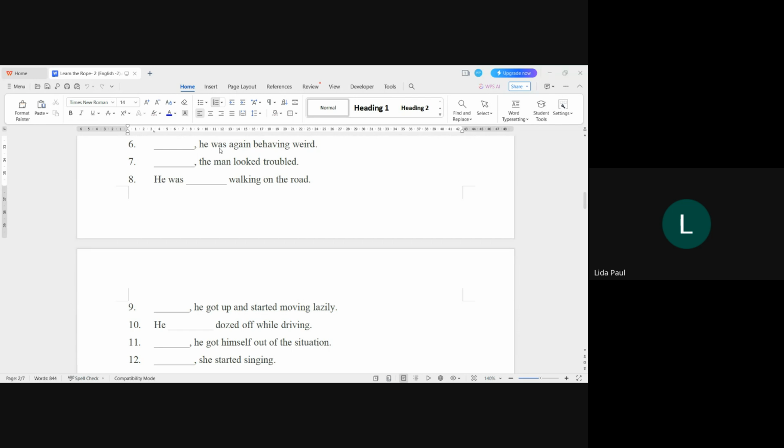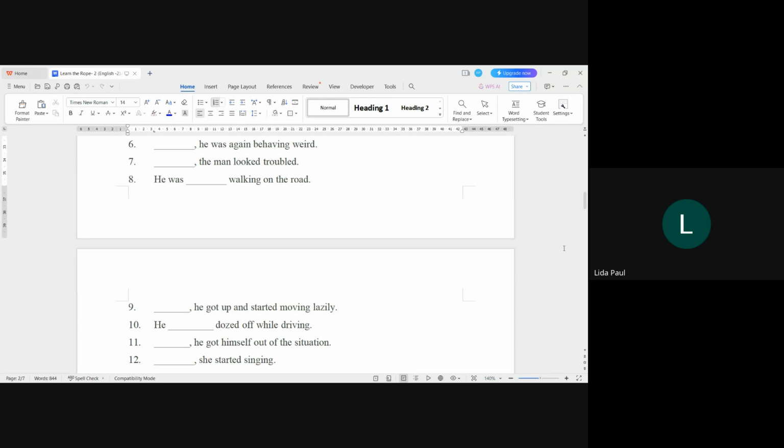He obviously dozed off while driving. That's why something like this happened. So obviously, or unfortunately, or stupidly, right? All of them fit. Or you could also say wrongly. He wrongly dozed off while driving. That's also fine.